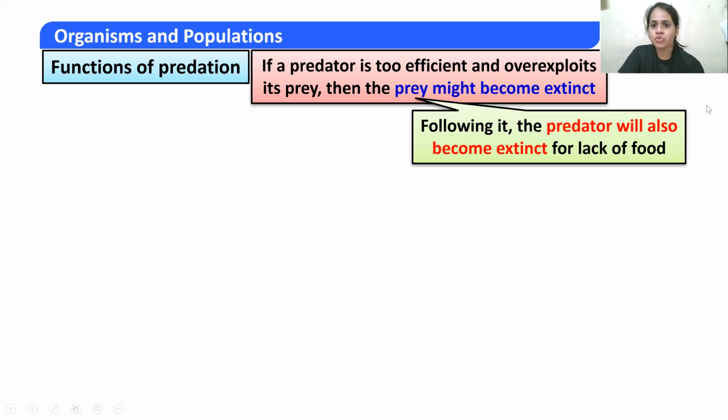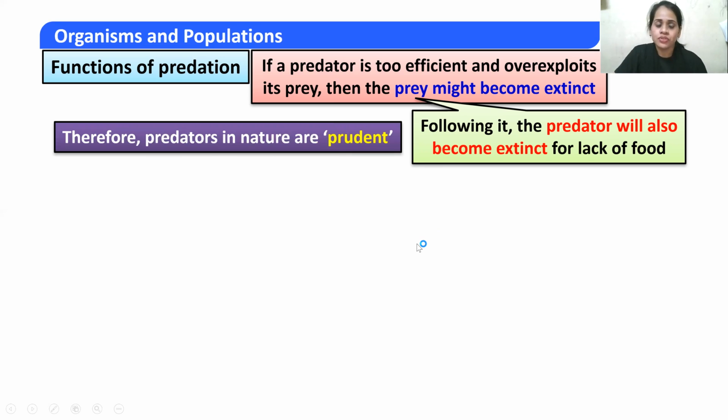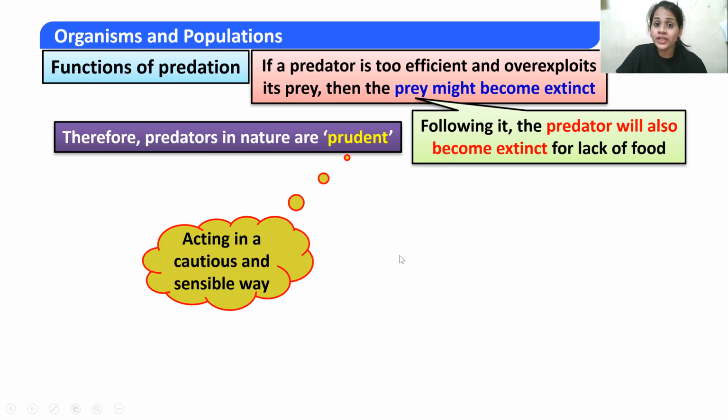If the predator is too efficient and overexploits its prey, then the prey might become extinct. This might happen if the predator is too smart and eats up all the prey together. There would be a time when the prey would become extinct. Following it, the predator will also become extinct, because when the predator does not have prey, it will not have its food. So even the predator and prey, both of them can become extinct in certain conditions. Therefore, predators in nature are prudent, meaning they act in a conscious and sensible way.